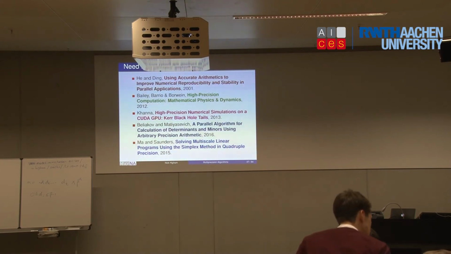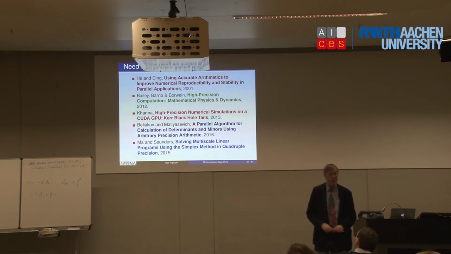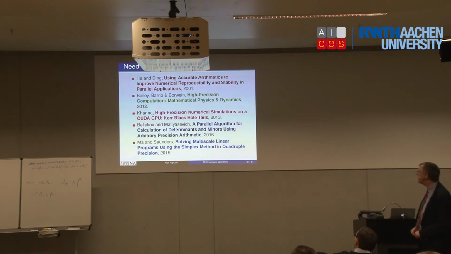In that paper, he and Ding were talking about how if you do the computations in high precision, that's one way of getting reproducibility. It's a fairly crude way of doing it, but that was proposed quite early on. I think they were using quad precision within certain parts of the computation. The second paper is a survey of applications where high precision is needed in physics. That's worth looking at if you want to see a whole range of applications.